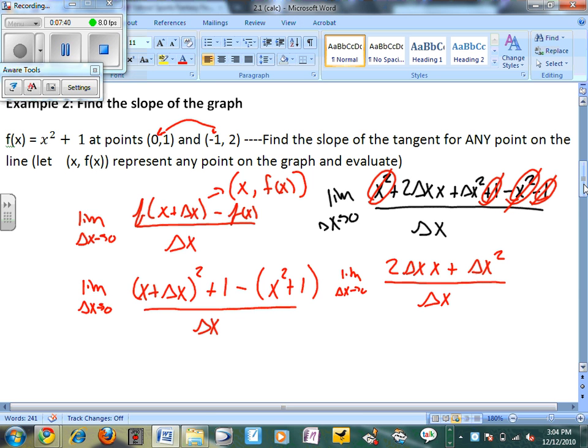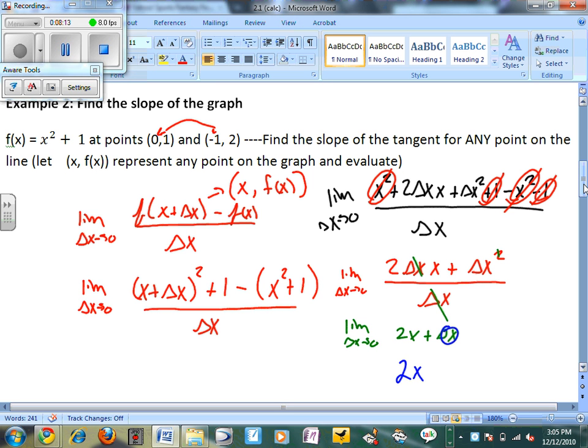All right, we notice that there's a change of x in each term, so we can go ahead and cancel one out. So what I'm left with is the limit as change of x approaches 0 of 2x plus change of x. Well, we're taking the limit as change of x approaches 0. We know as long as it's continuous, we can go ahead and plug 0 in. And so now when we take the limit, we know our limit is just 2x.